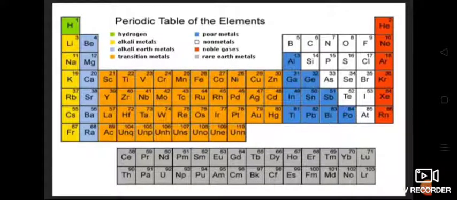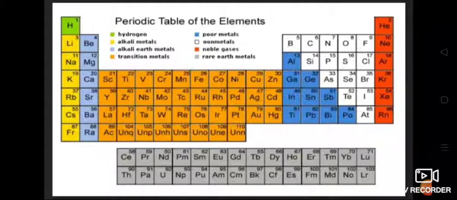So how many valence electrons are there in lithium? One valence electron. So that is present in the first group. Beryllium has two valence electrons, so it is present in the second group. And boron has three valence electrons, so it is present in the 13th group. That group is known as the 13th group.